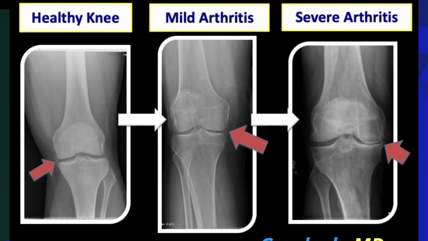So right where that red arrow is on a weight-bearing x-ray, again, you have a lot of space between the femur and the tibia. That's a normal knee. In mild arthritis in the middle, you can see a little bit of decrease in that space. And then in severe arthritis, you can see bone-on-bone contact.